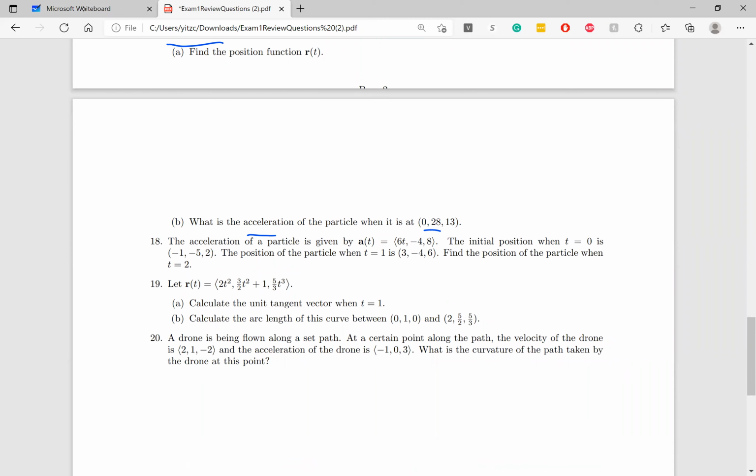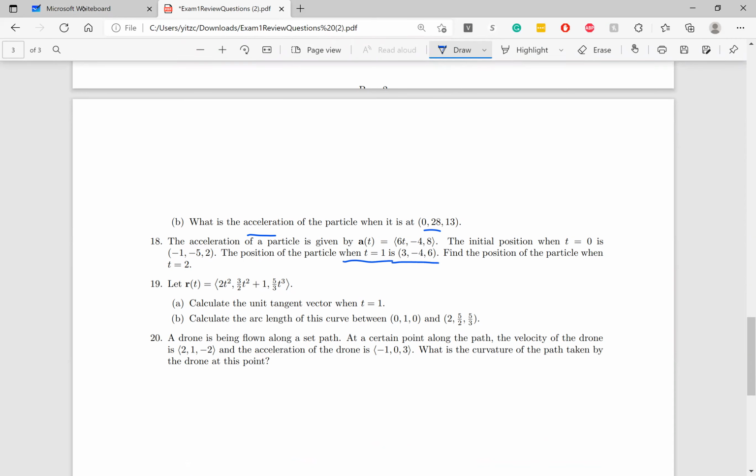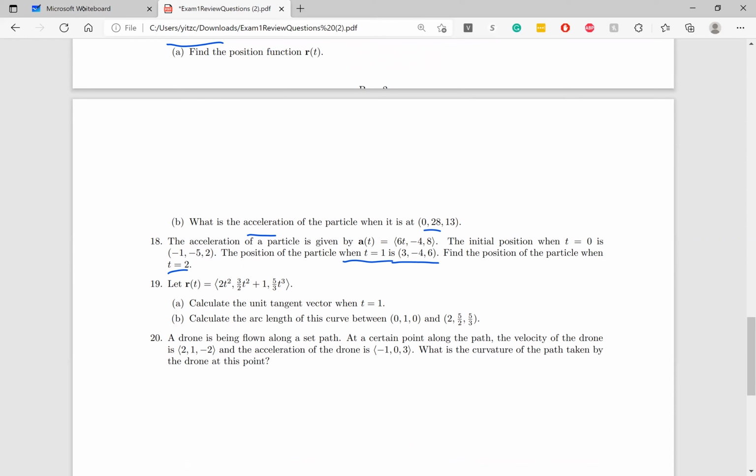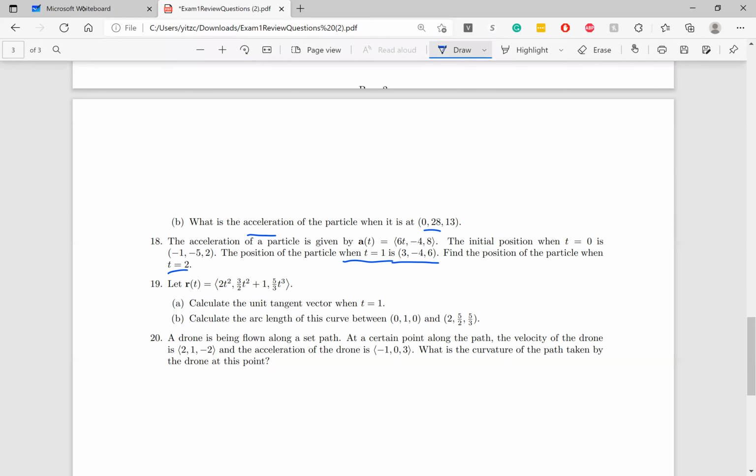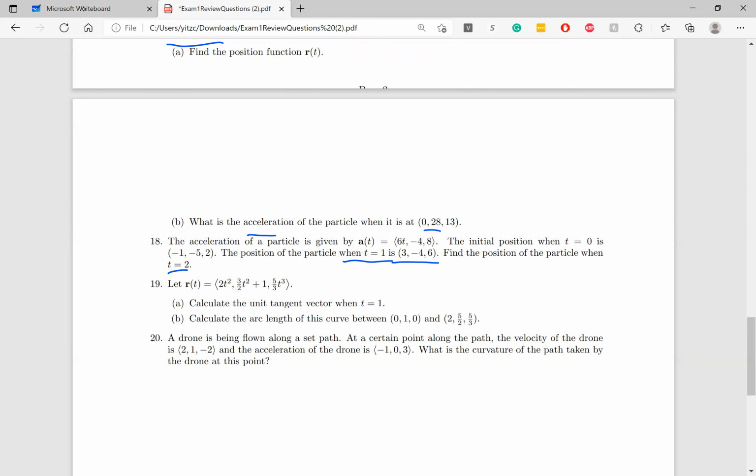So the next prompt says the acceleration of a particle is given by this. The initial position when t equal to 0 is that. The position of the particle is that. Find the position of the particle when t is equal to 2. So very similar to the problem that we just did, except you need to go from acceleration to velocity, put in the initial conditions for the velocity, which is given. So you're not given the velocity directly. So you have to find the velocity.